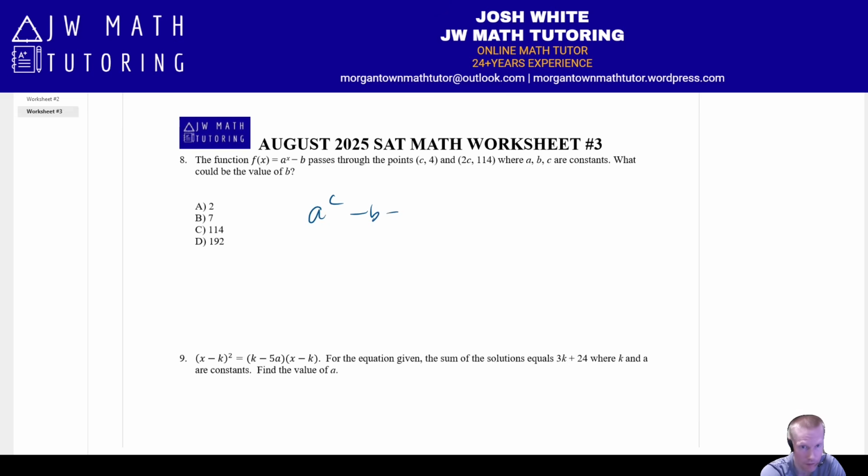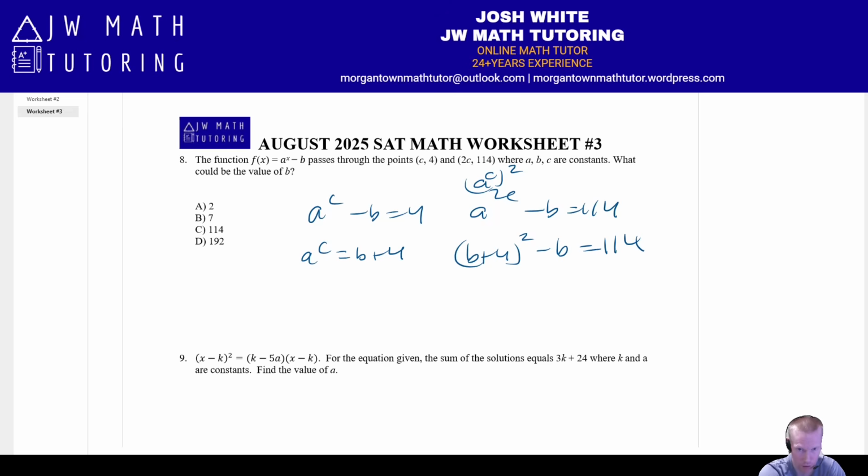a to the c minus b equals 4. a to the 2c minus b equals 114. Now, we want to find the value of b. So I'm going to solve this for a to the c and get a to the c equals b plus 4. Then I'm going to plug that in here. So this is 2c, right? So you could also rewrite this as a to the c squared. So a to the c is b plus 4 and then squared, minus b equals 114.